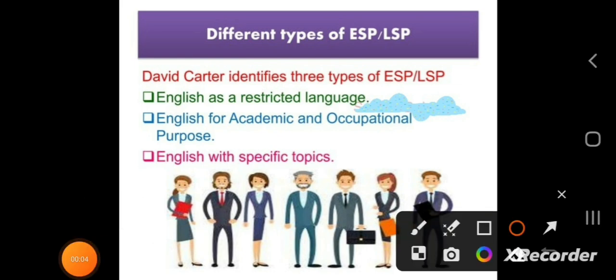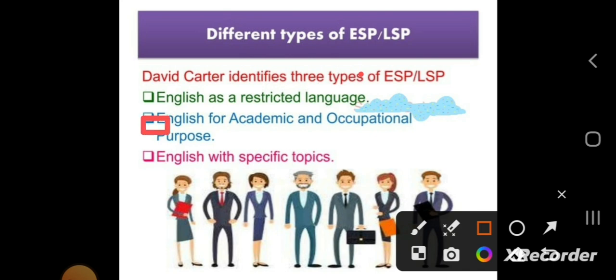Different types of ESP or LSP. David Carter identifies three types of ESP or LSP. English as a restricted language. This refers to English used in specialized contexts where the language is restricted or specialized, such as in technical manuals, legal documents, or medical journals. The focus here is on precise and specialized vocabulary and structures relevant to specific fields.